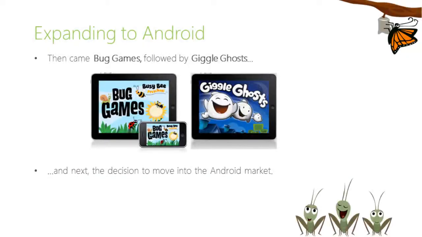So Zoo Train quickly did pretty well. It grew enough where we saw a viable business in the app world, and so we decided to keep going. So you can see on the screen here our next couple titles. We did a game called Bug Games and then one called Giggle Ghosts, again targeted for the preschool, all initially targeted for iOS and built in the same way.